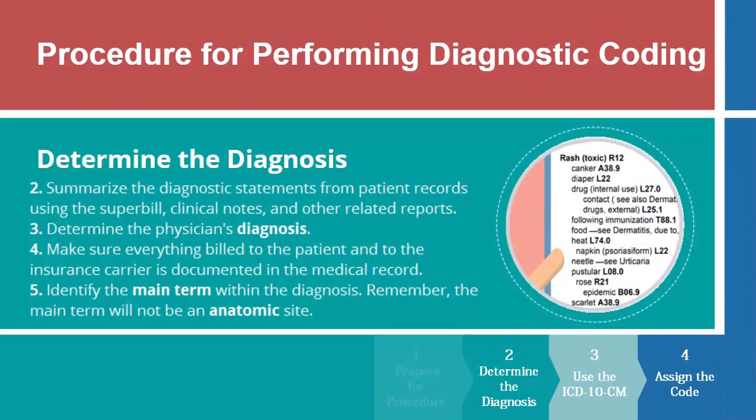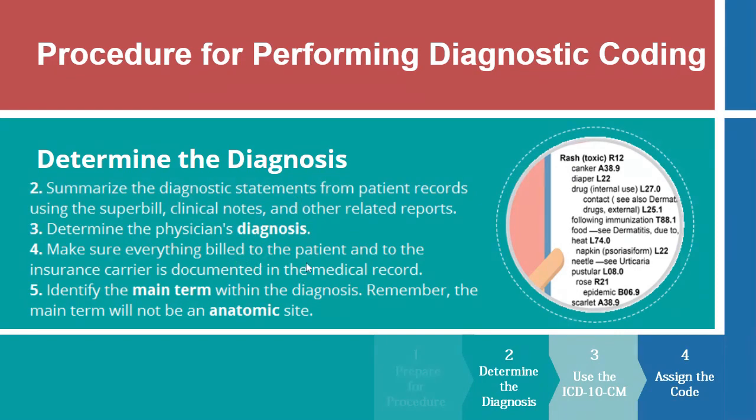So how do you determine the diagnosis? Again, we talked about going to look for the main term, which is not a body part, right? It's going to be the condition. Then you're going to be as specific as possible, okay? So you're going to summarize the diagnostic statements from the patient's records using the super bill, notes, and other related reports. Determine the physician's diagnosis.